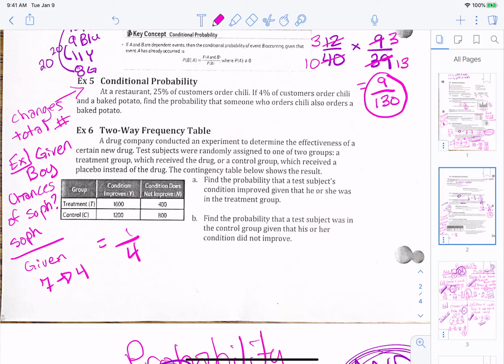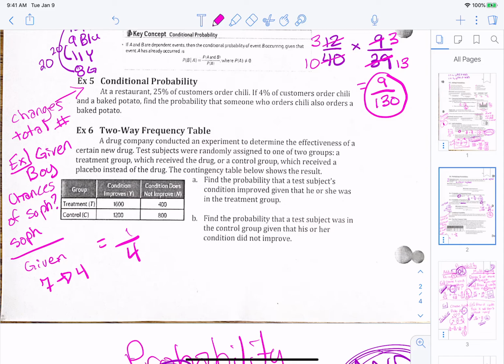At a restaurant, 25% of the customers order chili. If 4% of the customers order chili and baked potato, find the probability that someone who orders chili also orders a baked potato. Was that really confusing? Yeah. Especially since I can't read very well.